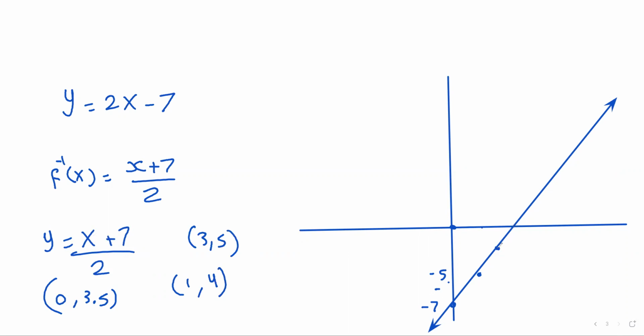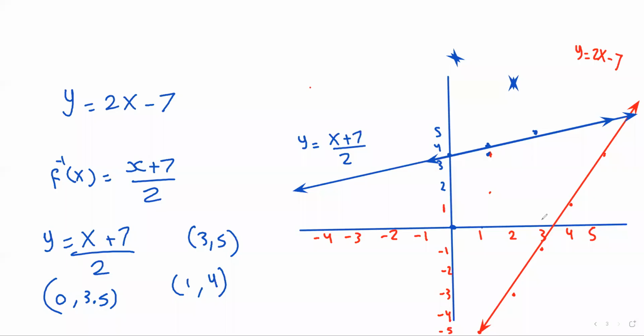3 here: 1, 2, 3. Let's say 3 and 5 in this place here. 1 and 4 here. And 0 and 3.5 in this place. So if you graph them, you will get something like this. Do it on a graph by using a graph notebook. It's not to scale, as I said.